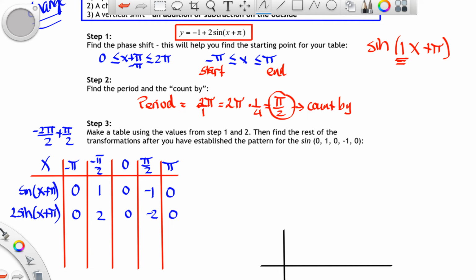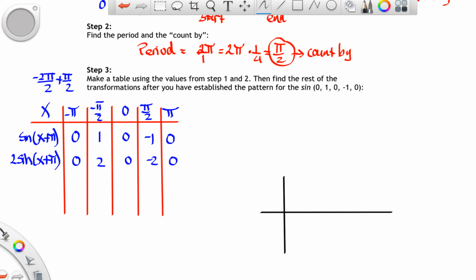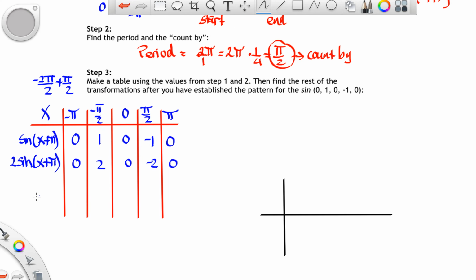And then the last thing is the vertical shift. So it says what, negative 1? So we're going to go a negative 1 plus 2 times the sine of x plus pi. That's an x. So subtract 1 from everything. So negative 1, 1, negative 1, negative 3, negative 1. And then we need to graph that.